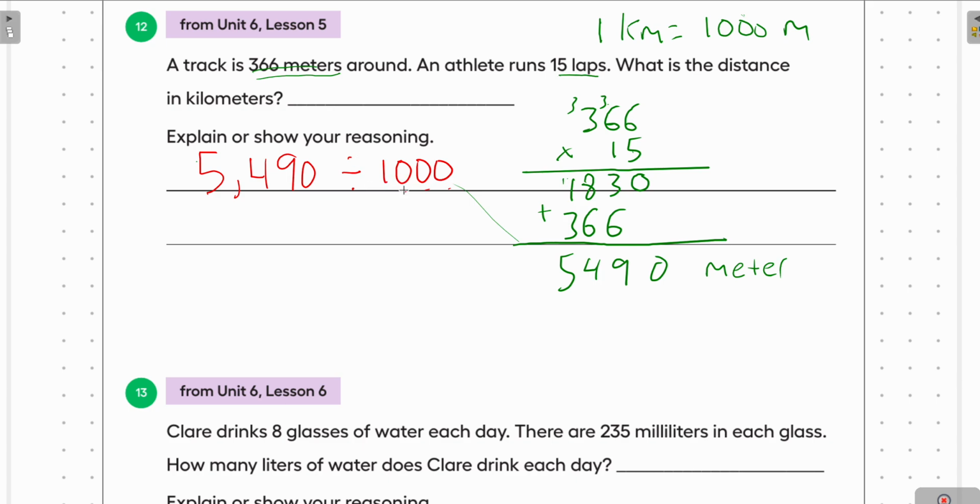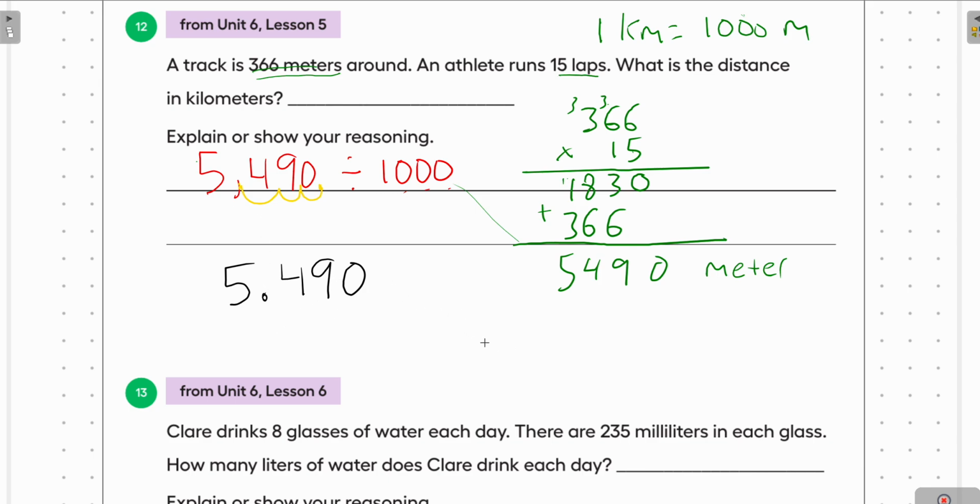So this number is becoming smaller because we are dividing. So the decimal place, we got to move it this way. So the decimal point right now is right here. Right, so we're gonna move 1, 2, 3. So the answer is gonna be exactly 5.490. Okay, so we got 5 and 490 thousandths, or we can also say 5 and 49 hundredths.